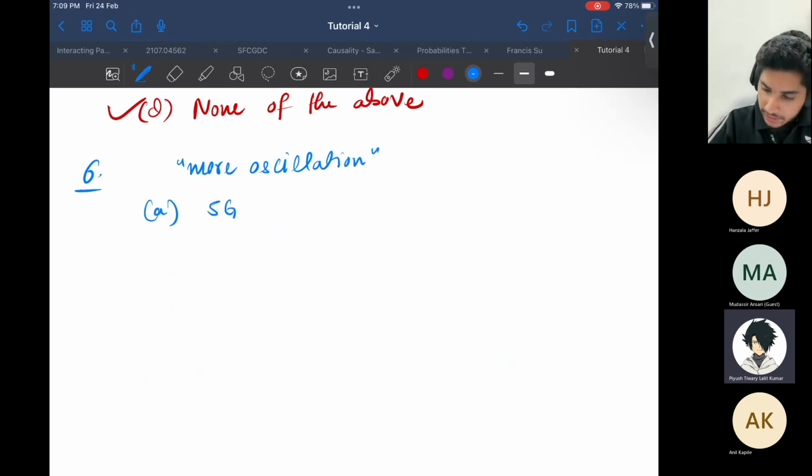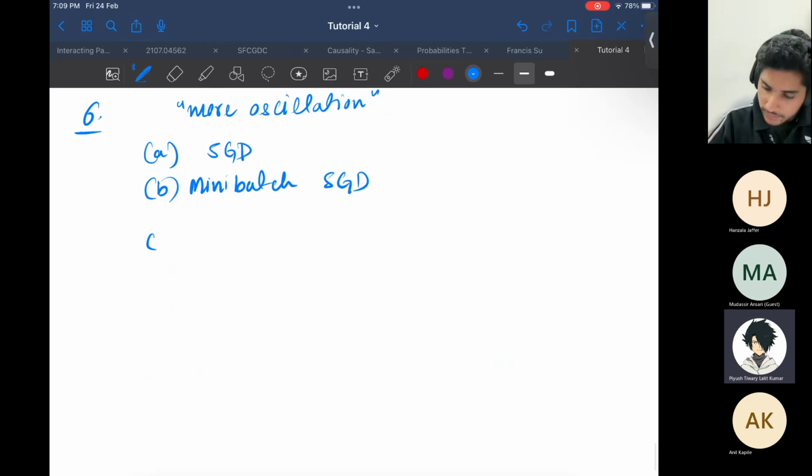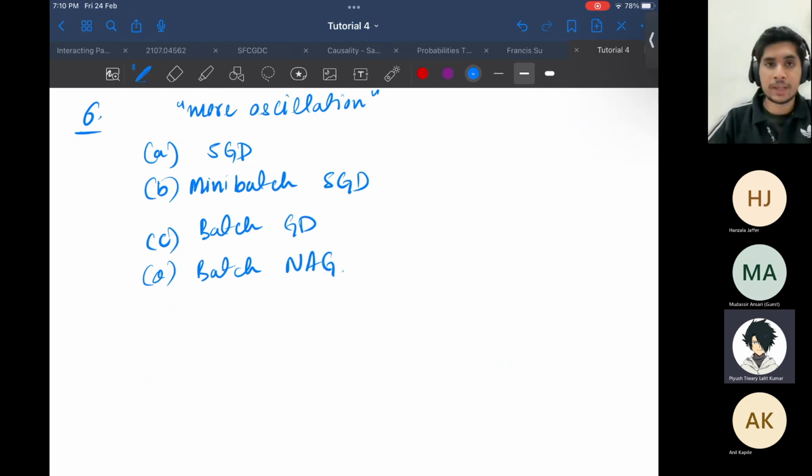The first is SGD, stochastic gradient descent. The second option is mini batch SGD. The third option is batch gradient descent, and D is batch NAG. NAG is Nesterov accelerated gradient.